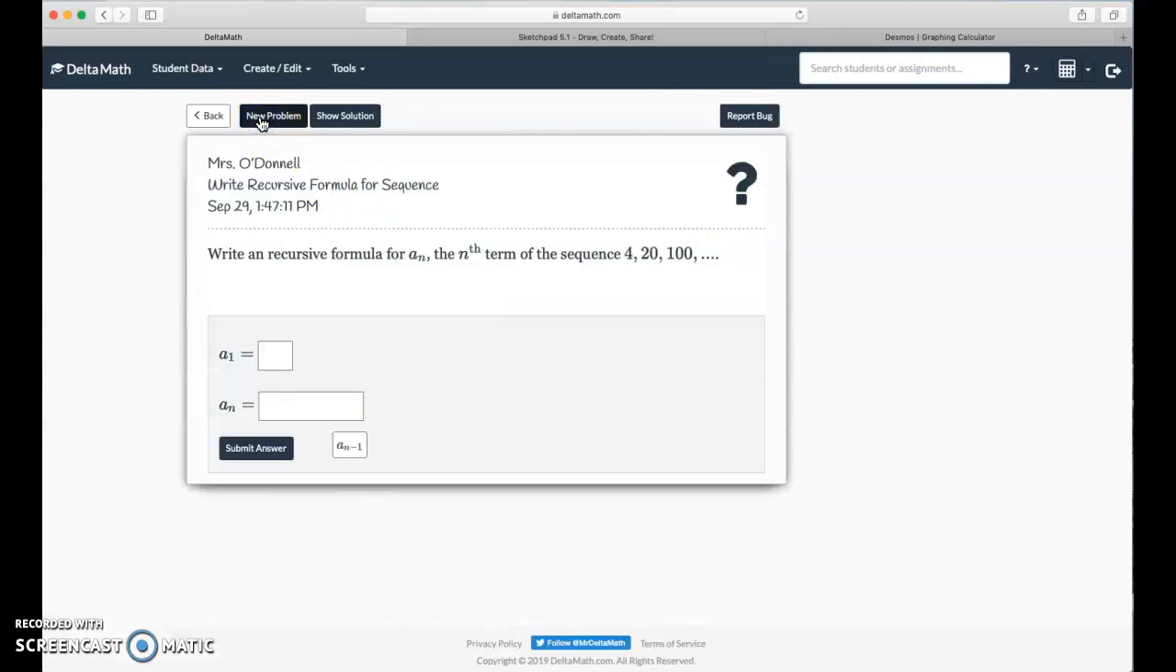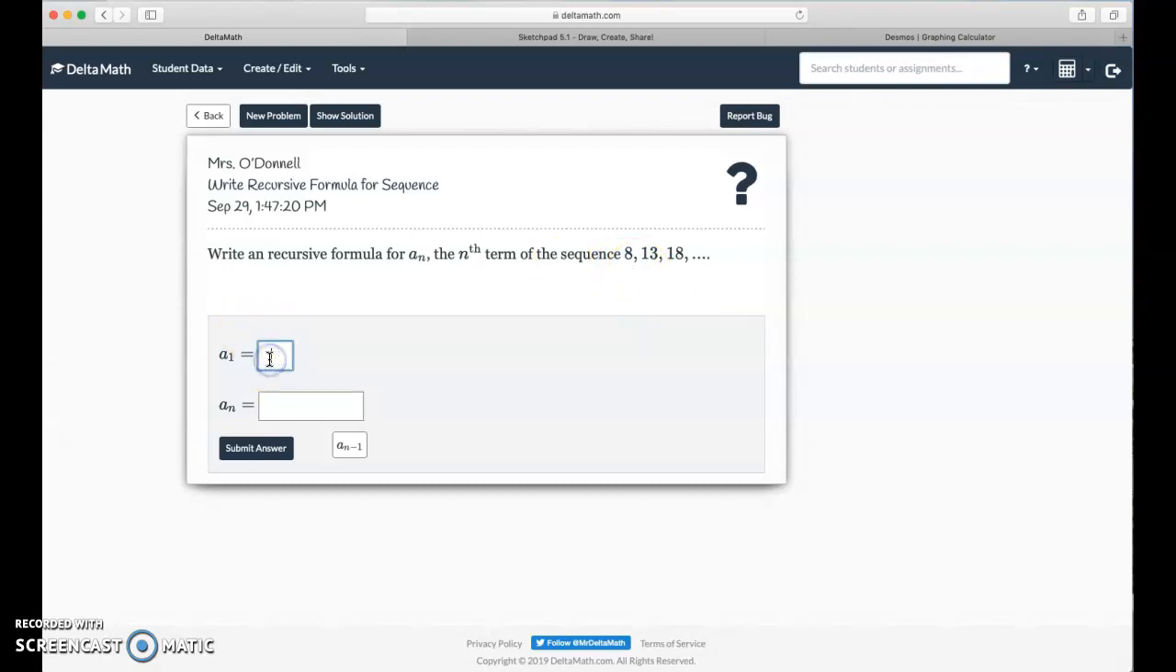Let's see here. If we do another one, is that one geometric? That one's geometric as well. Let's find one that's arithmetic. That one looks like it's probably geometric too. Oh, here, this one looks like maybe it's arithmetic. Okay, so that means that we'd be adding between the terms.